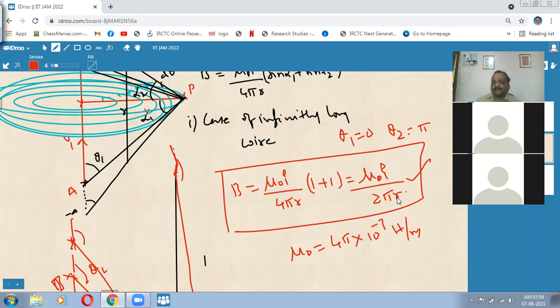Depending on the current and depending on the perpendicular distance from the wire, B keeps on changing. This is a very, very crucial result. Remember, we'll be using this again, time and again, in many places. This is B due to a thin, long, straight wire.